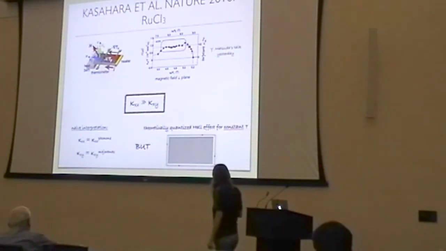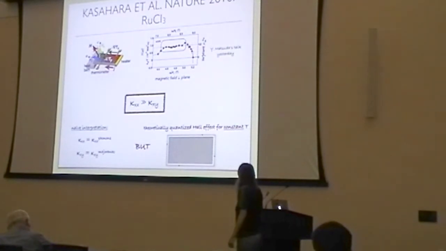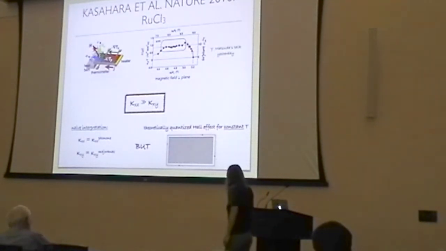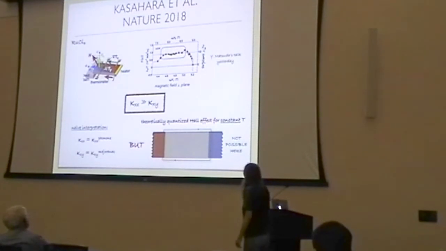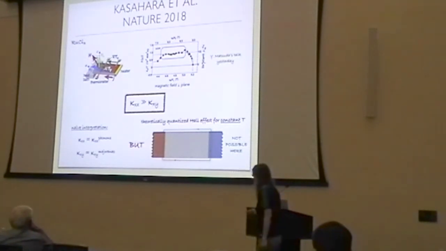However, for the chiral Majorana edge mode, theoretically, the Hall conductivity is only quantized if the temperature is constant, if the Majorana temperature is constant. And this is not possible here because a thermal gradient is applied, and in fact, the longitudinal conductivity is absolutely huge in this case. So the angle is tiny, and so the simple interpretation cannot be correct. There needs to be a gradient which is applied.